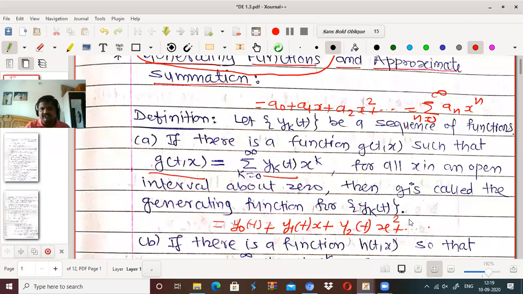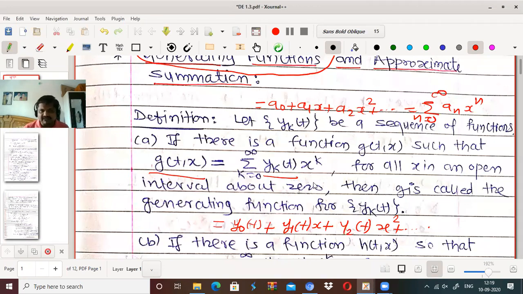Generating function. Why are we calling it generating for y_k(t)? Because it gives y_0(t) into x to the power 0 plus y_1(t) into x to the power 1 plus y_2(t) into x to the power 2 and so on. So this g(t,x), this whole function, generates your y_k(t), or y_k(t) generates this whole function. That's why we are calling it the generating function. So g is called the generating function for y_k(t).